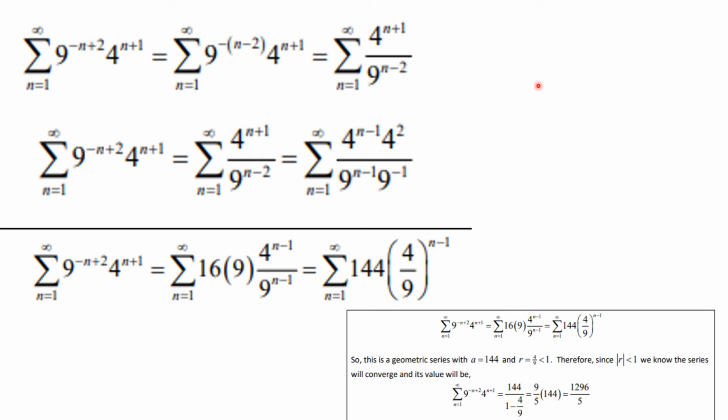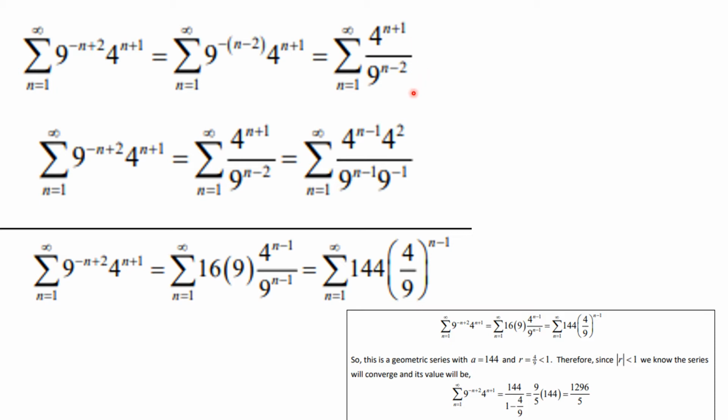Okay, well, basically, this is what we started with. And the idea is we would like to morph this into a geometric series, which can be done. So first thing I'm going to do is note that minus n plus 2 is the same thing as minus the whole of n minus 2. And then I got 4, so this is going to be 4 to the n plus 1 over, and this 9 to the n minus 2 is in the denominator.